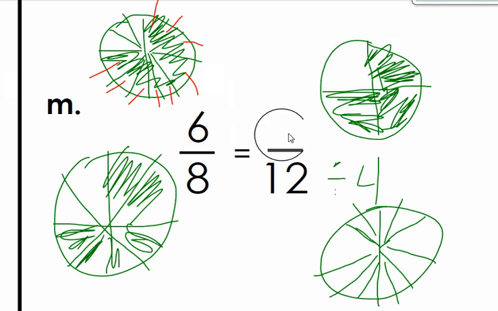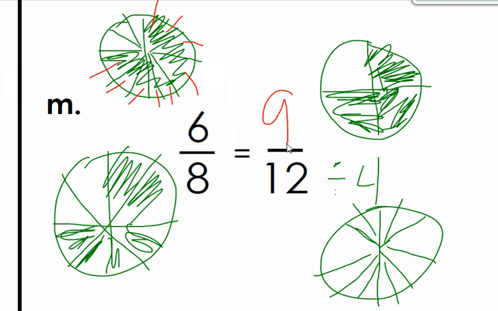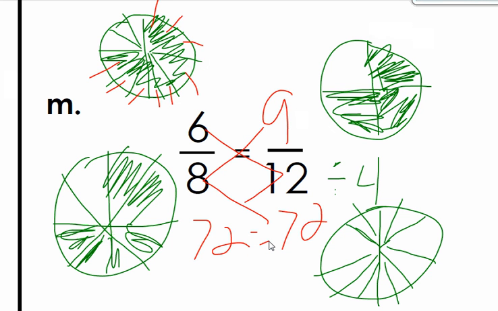How do I know that? Cross multiply. What's 9 times 8? 72. And guess what? 6 times 12 is also 72. So are those equal? Yes, they are. So 9 goes at the top.